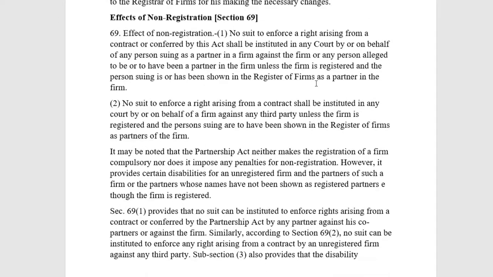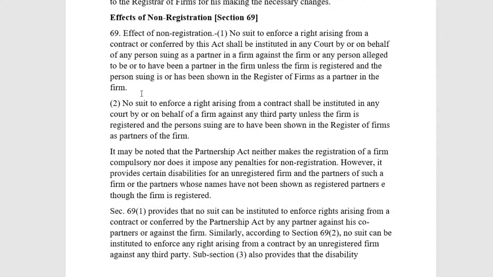That means what are all the effects or the consequences of non-registration. We can say these may be the advantages of registration, or the disadvantages of non-registration. So section 69 provides that no suit to enforce a right arising from a contract or conferred by this Act shall be instituted in any court by or on behalf of any person suing as a partner in a firm against the firm, or any person alleged to be or to have been a partner in the firm, unless the firm is registered and the person suing is or has been shown in the register of firms as a partner in the firm. Even though this provision seems lengthy, it says what consequences will follow from non-registration.